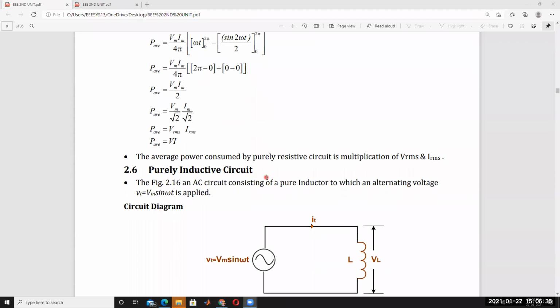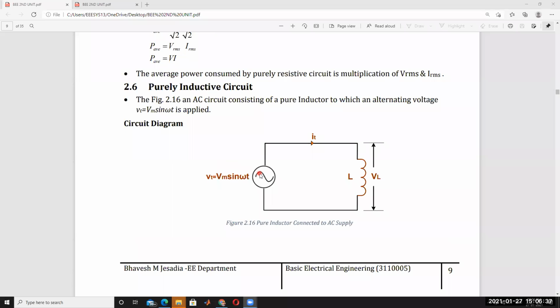And then the purely inductive circuit. This is the circuit diagram of an AC circuit consisting of a purely inductor only. There is no resistor. An alternating voltage v of t equal to Vm sin omega t is applied, a sine waveform, with instantaneous values. L, and VL is the voltage across the inductor, indicated like this. Okay, this is the circuit diagram.